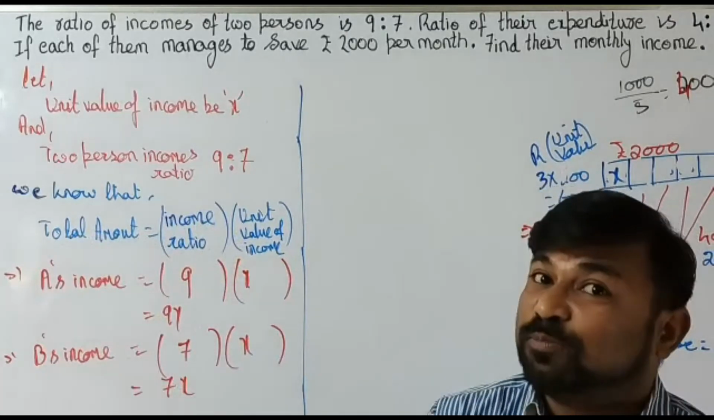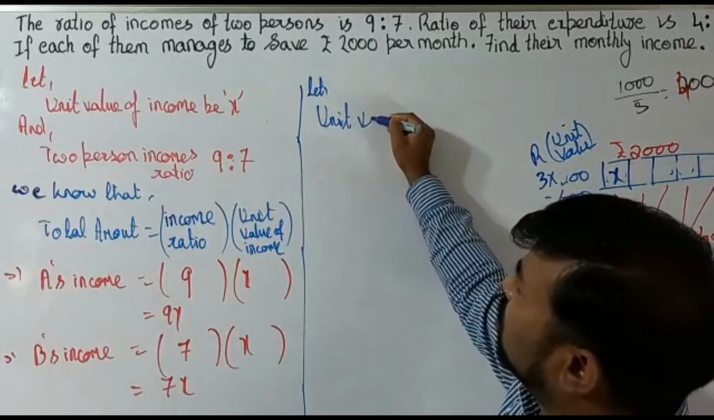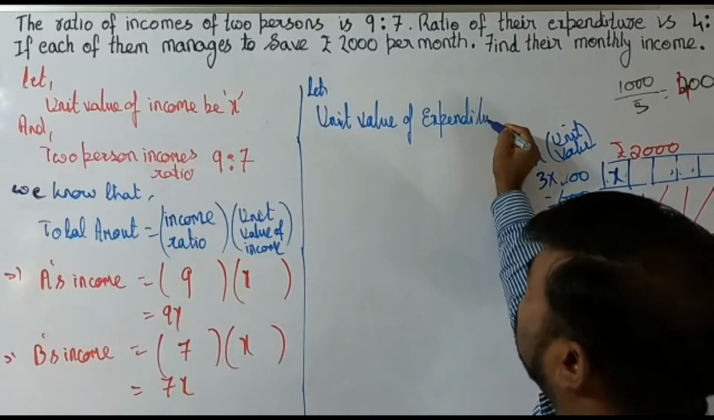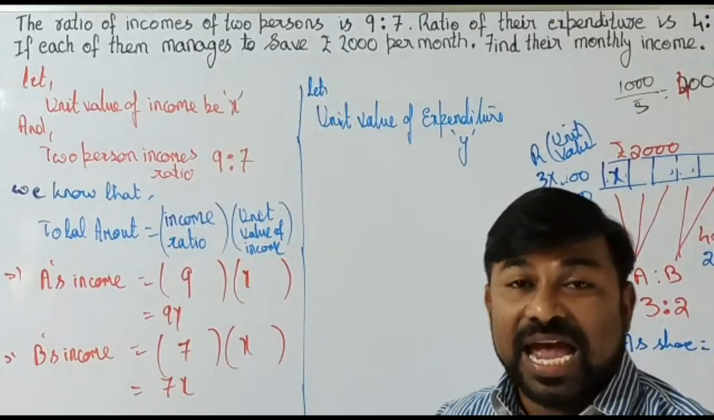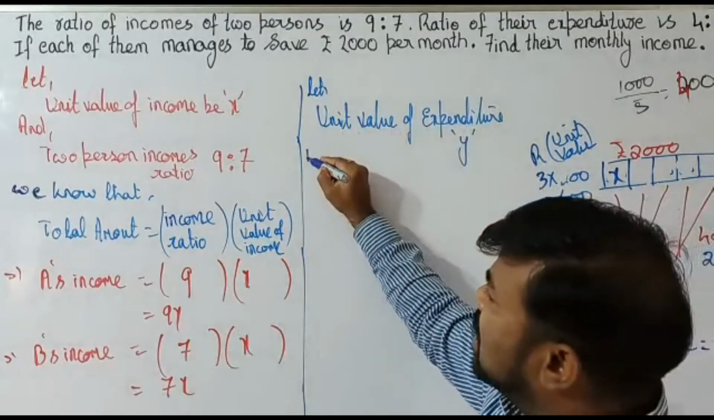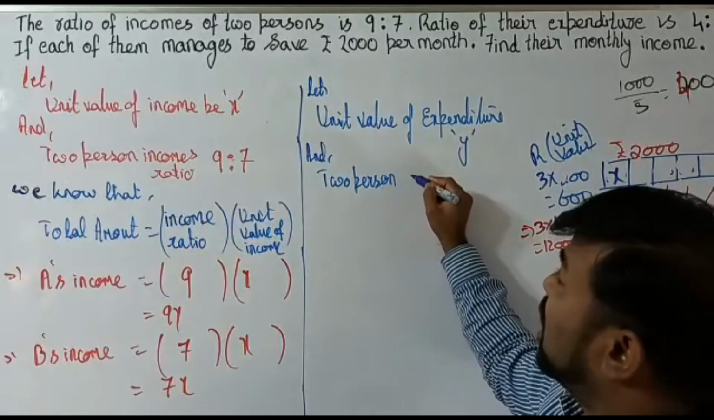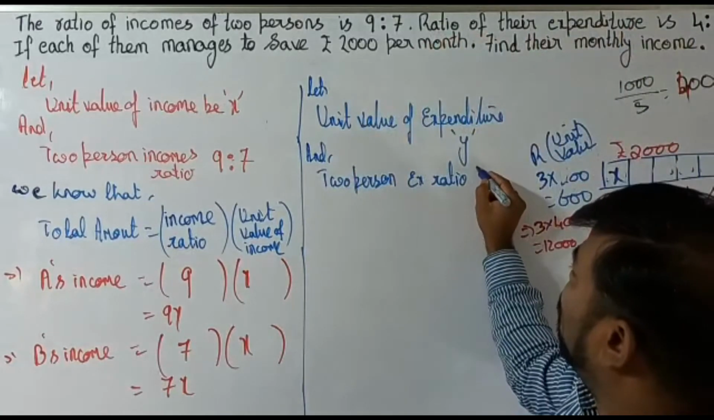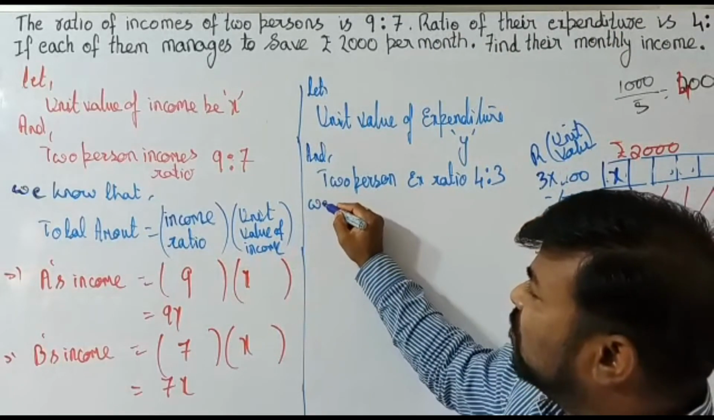Now, let's go for the expenditures. Now, let's write unit value of expenditure. Let's take it as y. Here, incomes we are dealing in terms of x and expenditures let's deal in terms of y. Right, let unit value of expenditure be y. And what is the ratio? The two persons' expenditure ratios. What are they? It is given as 4:3. Right, 4:3.